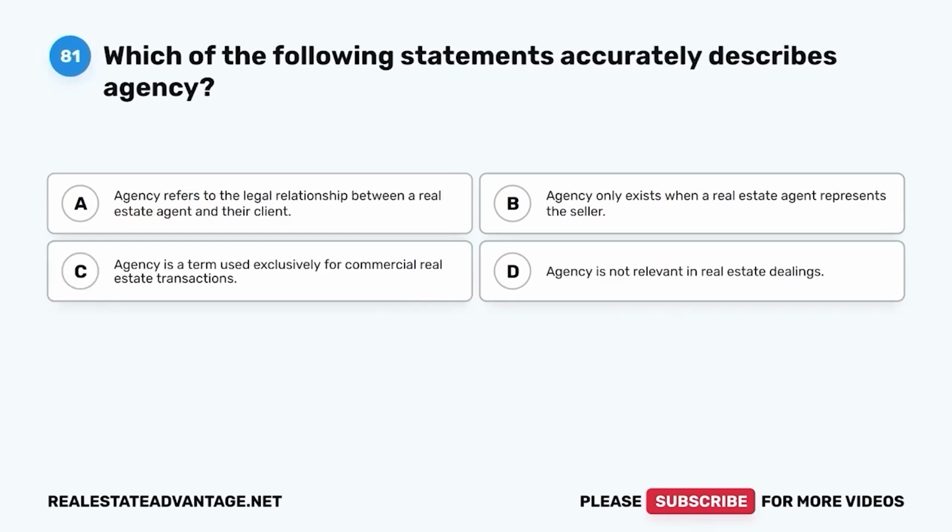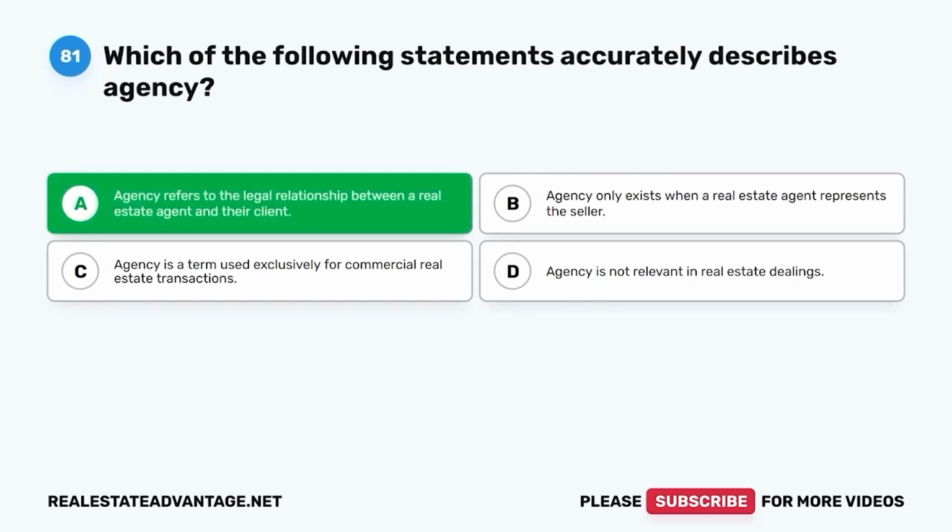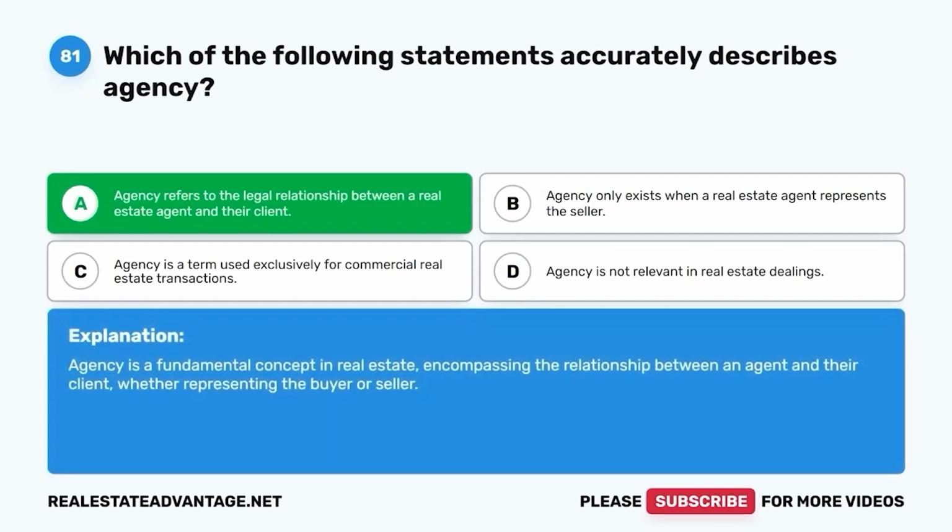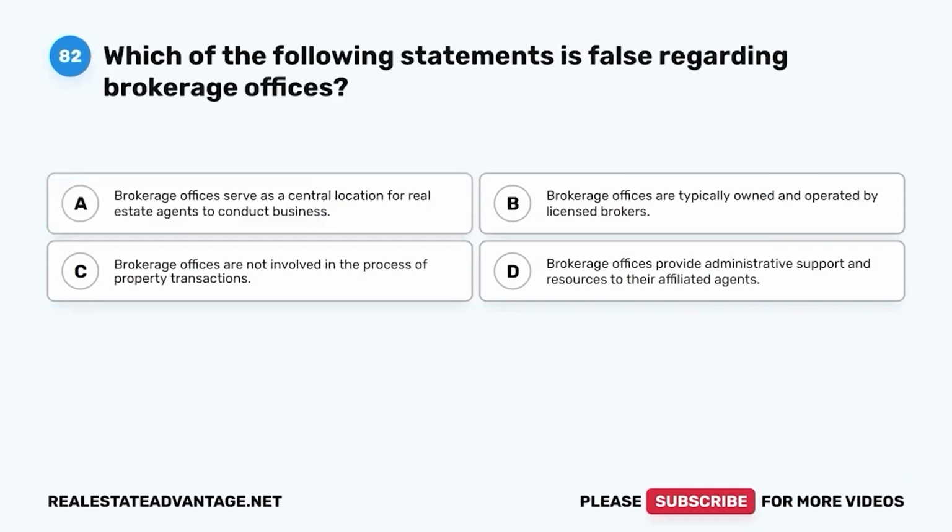Question 81. Which of the following statements accurately describes agency? A. Agency refers to the legal relationship between a real estate agent and their client. B. Agency only exists when a real estate agent represents the seller. C. Agency is a term used exclusively for commercial real estate transactions. D. Agency is not relevant in real estate dealings. The correct answer is A. Agency refers to the legal relationship between a real estate agent and their client. Agency is a fundamental concept in real estate, encompassing the relationship between an agent and their client, whether representing the buyer or seller.